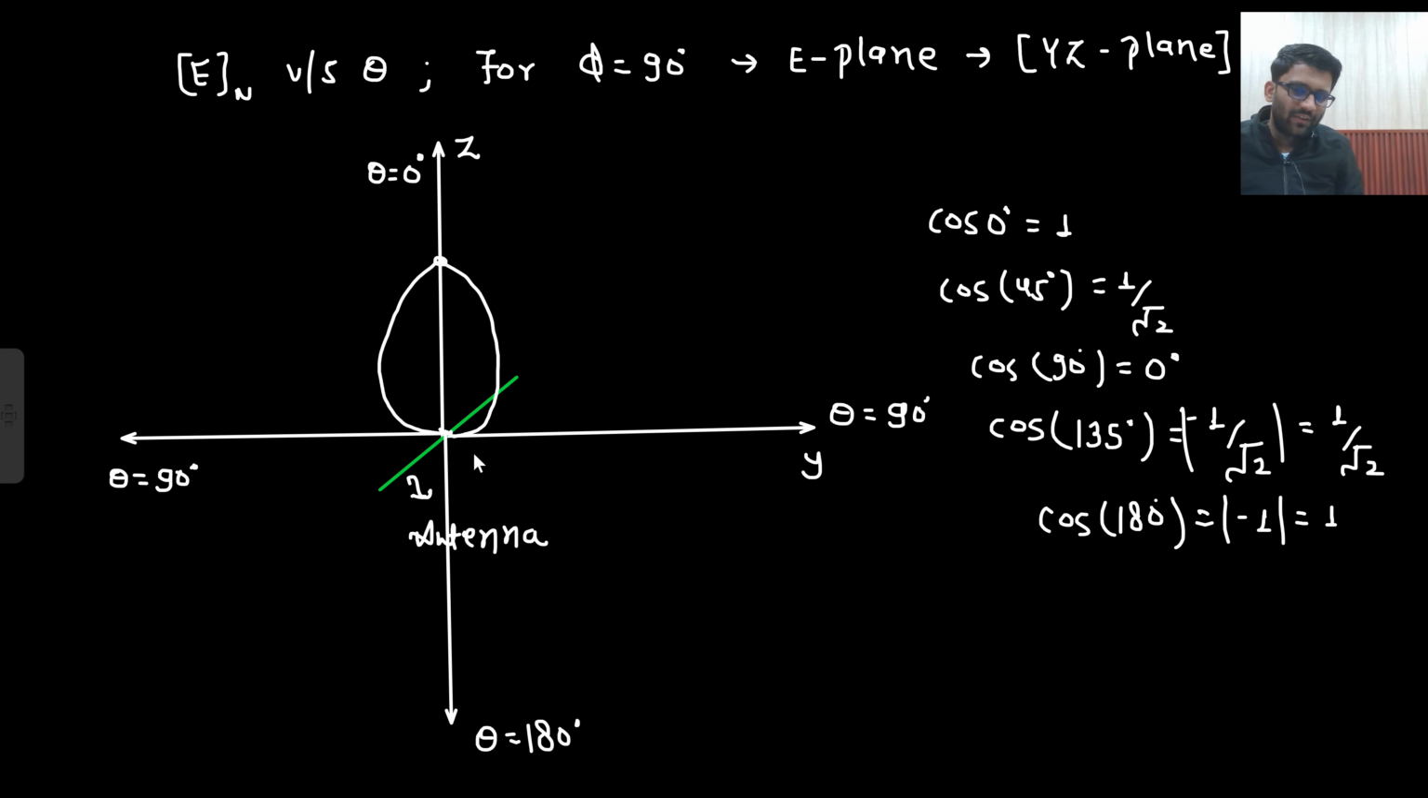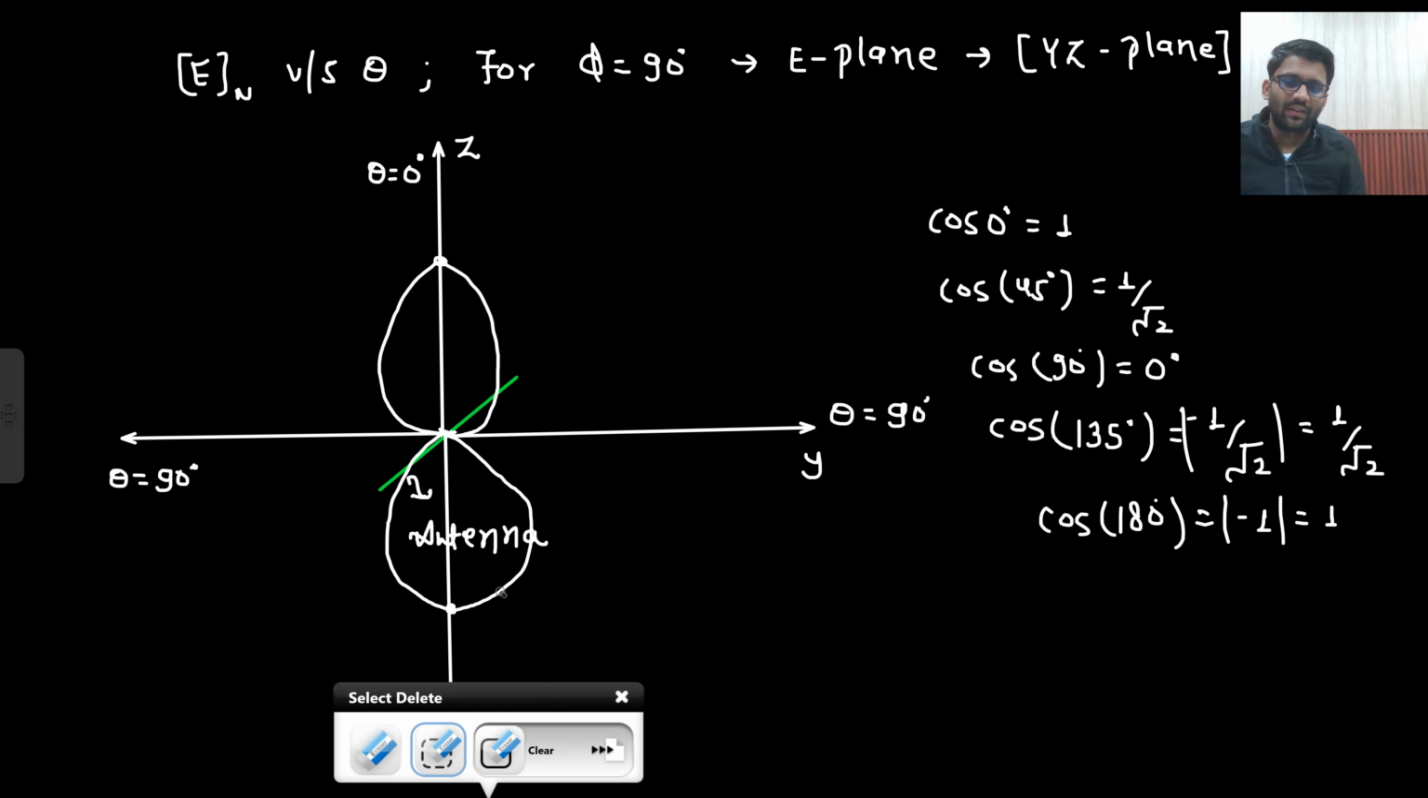At 135 you are having again the same thing. At 90 degree you are having 0, at 135 you are having 1 by root 2, and at 180 degree you are having the maximum, and the same goes here as well. So this kind of pattern you are getting.